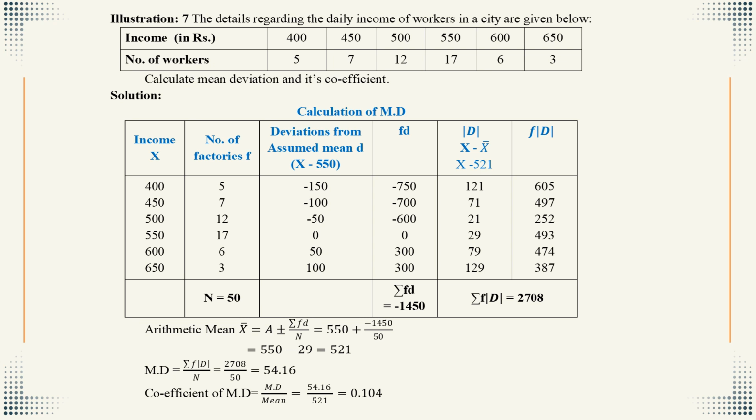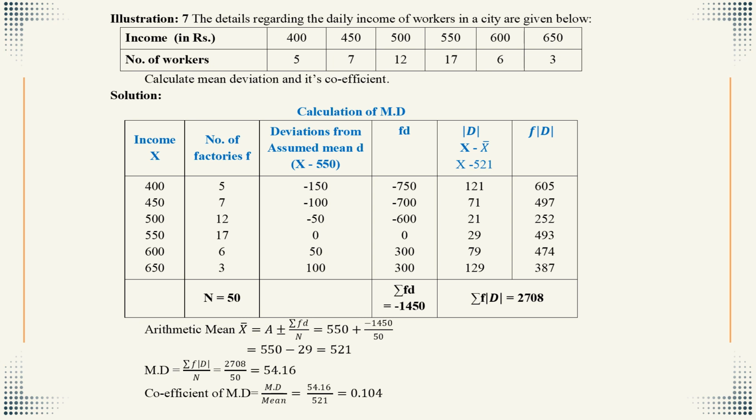Then fd is to be calculated. Each of these values you have to multiply with the frequency. That means 5 into minus 150 is minus 750. 7 into minus 100, minus 700. 12 into minus 50, minus 600. 17 into 0, 0. 6 into 50, 300. 3 into 100, 300. Now calculate the difference, modulus D.